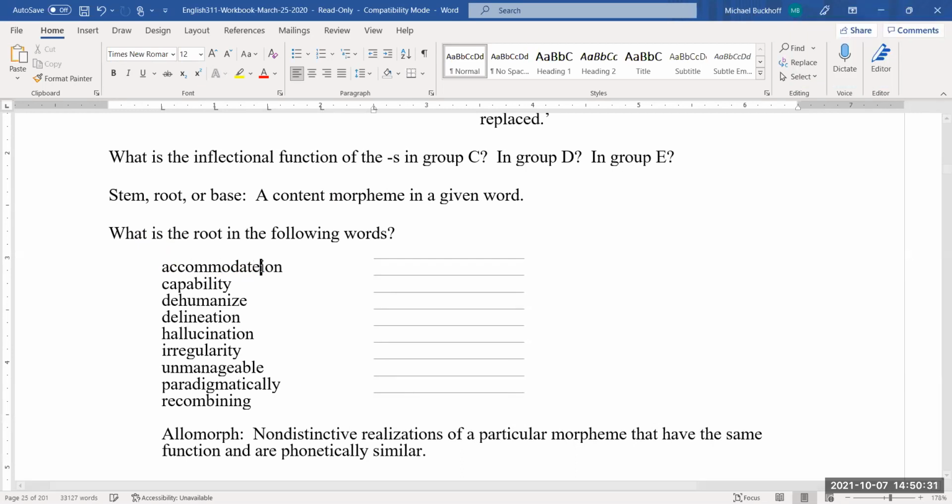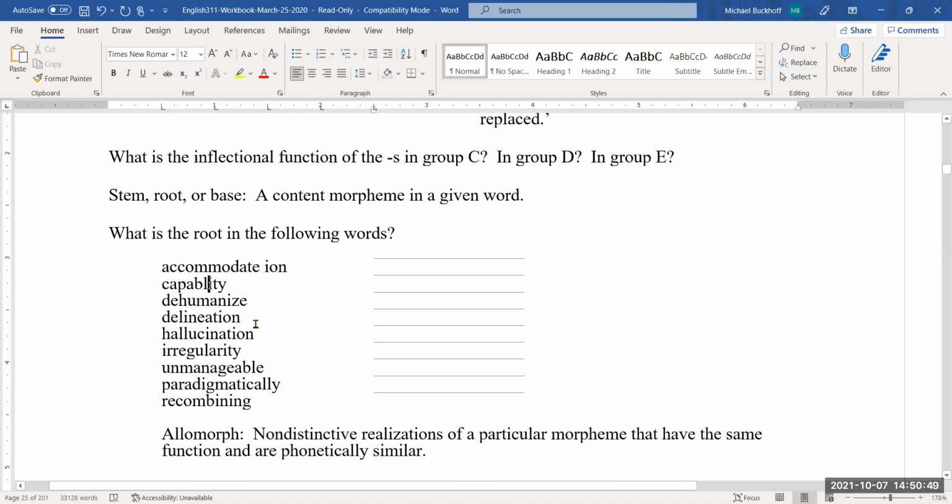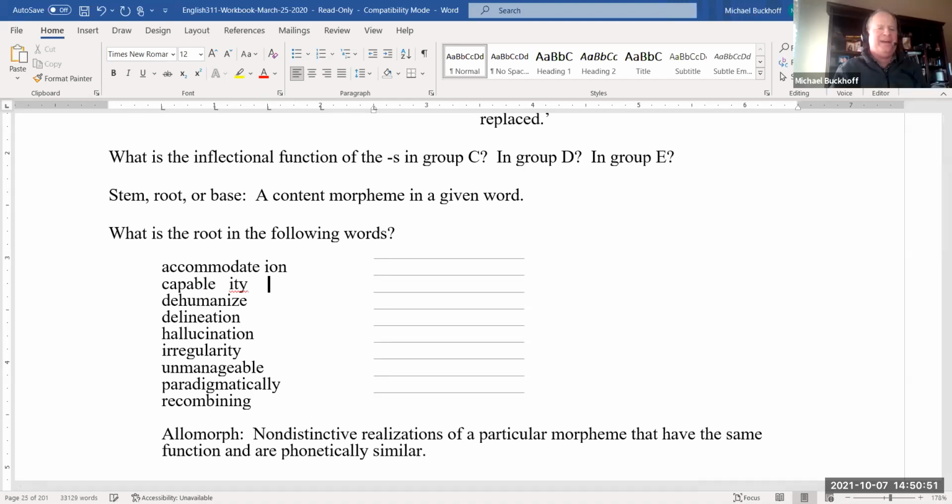Accommodate. That's it. Good. So when I look at the word, that's how I look at it. I see accommodate, and then I see accommodation. Accommodate is a verb. Accommodation is a noun. How about capable or capability? Yeah. So I look at this in two parts. Capable, you're a capable person, right? Capable is an adjective. Capability is a noun.